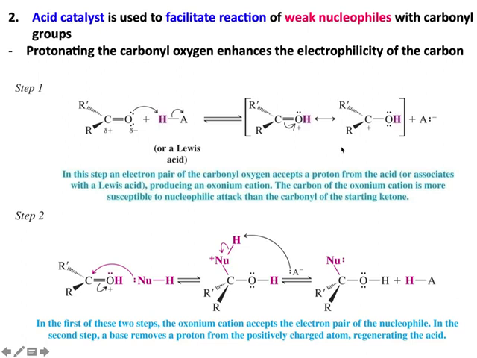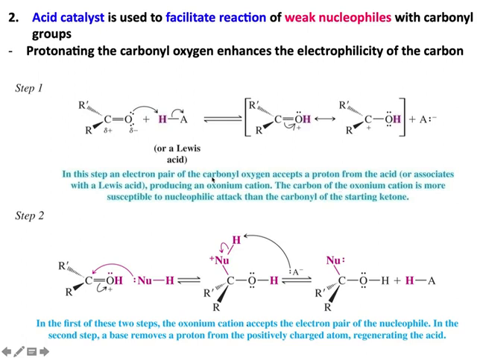For the strong nucleophile, when the nucleophile attacks the starting material, it produces an alkoxide intermediate. But for the weak nucleophile, the lone pair of the C double bond O accepts a proton from the acid catalyst and produces an oxonium cation. This oxonium cation is more susceptible to nucleophilic attack. In the oxonium cation state, the nucleophile can more easily attack the carbonyl of the starting ketone. The function of the acid catalyst is to facilitate the reaction by producing the oxonium cation, which is more susceptible to nucleophilic attack at the carbon center.